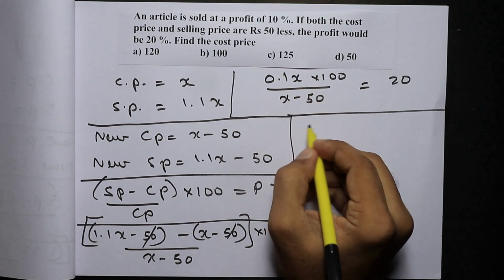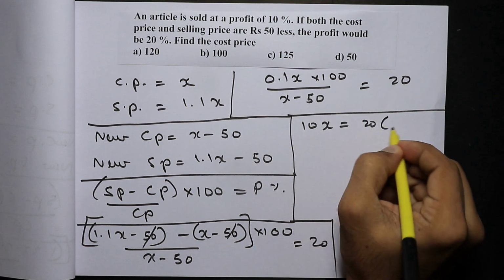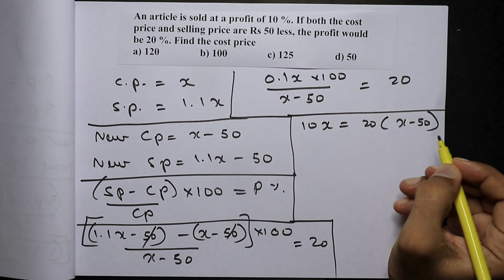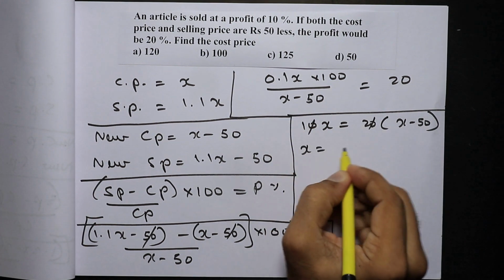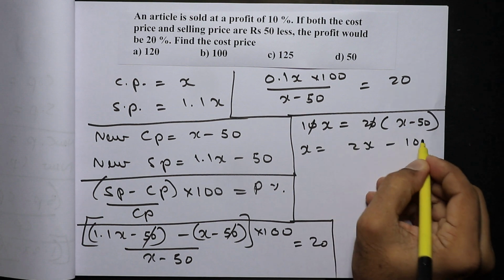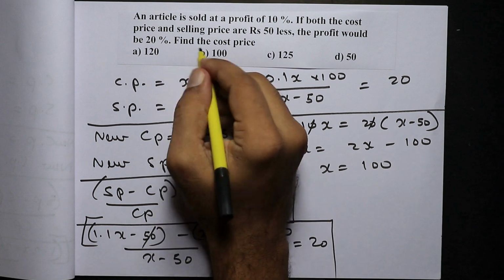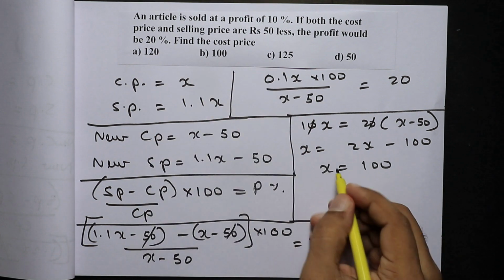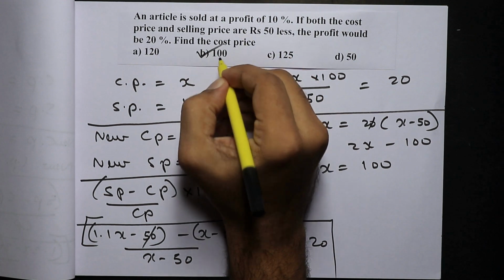0.1x into 100 gives you 10x, that is equal to 20 into x minus 50. I'll cancel out these zeros, so you will get x is equal to 2x minus 100, or x you will get it as rupees 100. So find the cost price, that is x, and that you will get it as rupees 100. So cost price is option B, 100.